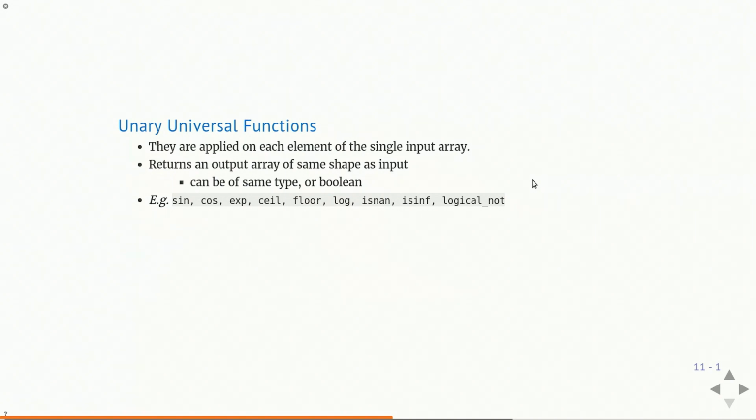A unary universal function expects a single array as an argument and returns an array of the same shape as the input. The output type of the array can be either the same type or Boolean. For example, functions like sine and exponent will apply the requested mathematical operation on each element and will return an array of float type. In comparison, a function like isnan will return a Boolean array filled with true values where there is a nan and false otherwise.